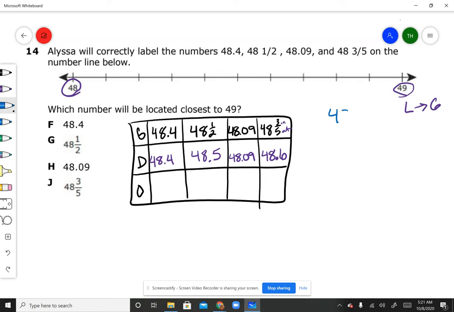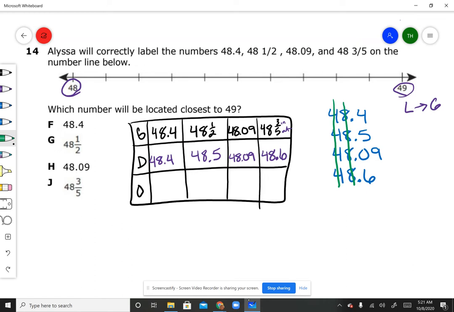So I have 48.4, 48.5, 48.09, and 48.6. Okay. So I've got them lined up. Now I can either look at each column. So in my tens column, I have all fours, so that doesn't help me order. In my ones column, I have all eights, so that doesn't help me. But in my tenths column, I have a 4, a 5, a 0, and a 6.